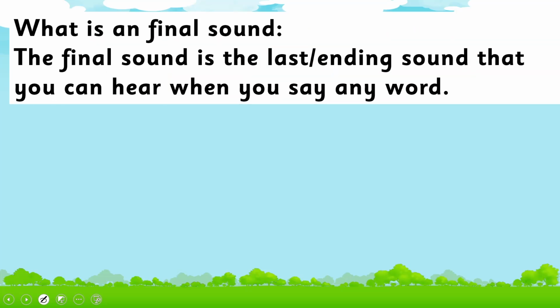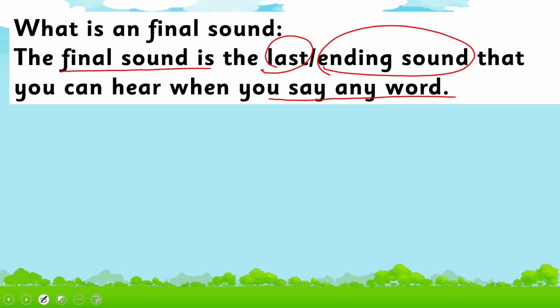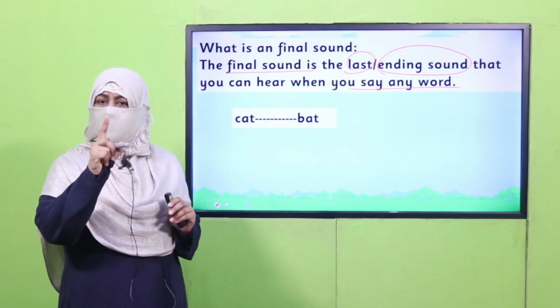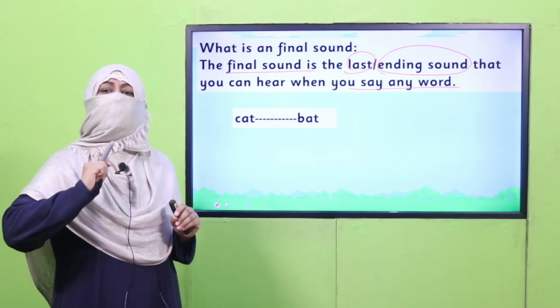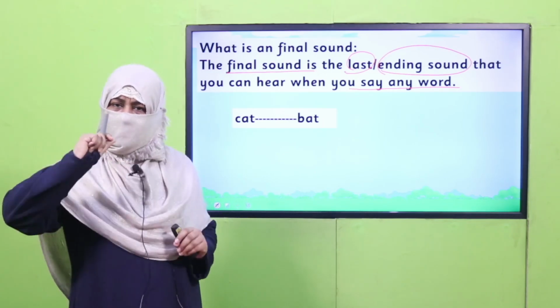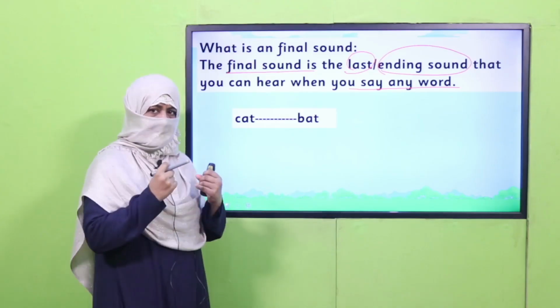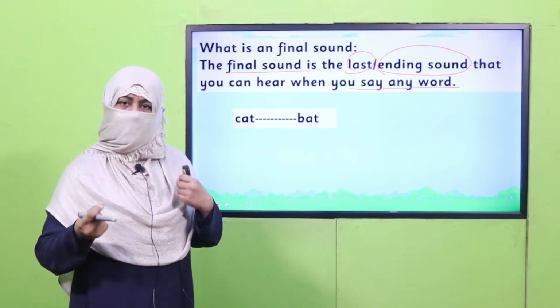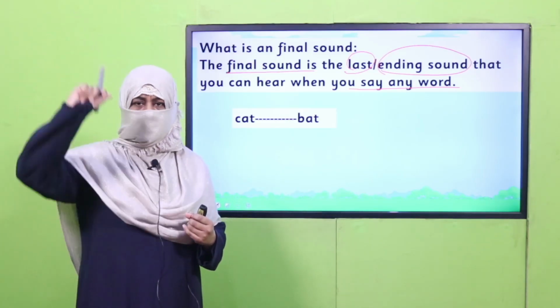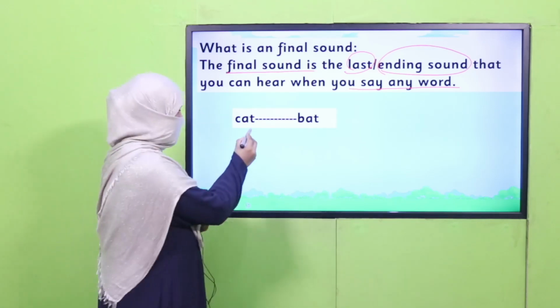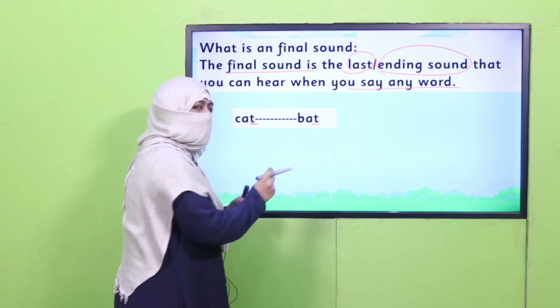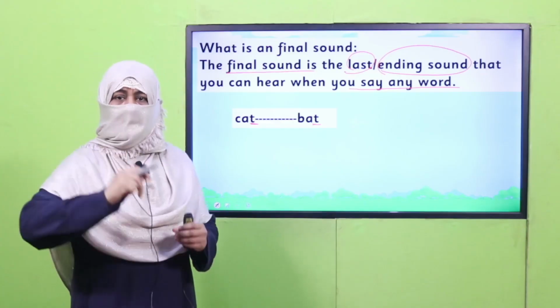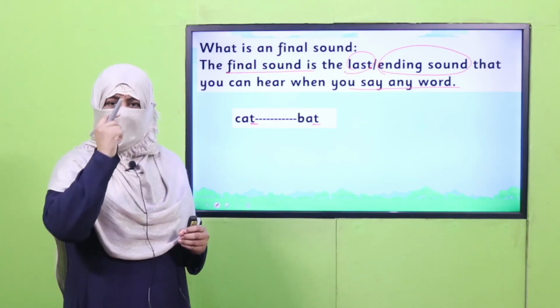So here again I tell you, the final sound is the last or ending sound of the word when you say it. Now my dear students, here I have a combination of words. You will focus on the last sound and you will raise hand to say it. For example, look at me and do it with me. First look at me, then we'll practice. Cat, bat. So we will raise this sound. Cat, bat. Okay, are you ready?